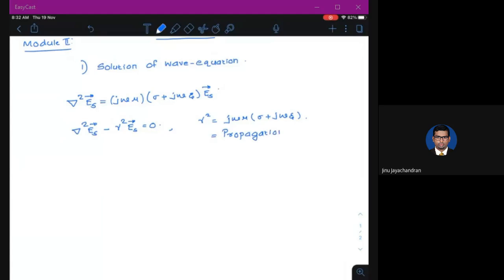We have seen a similar gamma in transmission lines also, with the same name, which is propagation constant. Now this is regarding the electric field. With respect to magnetic fields it is exactly the same, except that the electric field will be replaced with the magnetic field. And these equations are called the homogeneous vector Helmholtz equation.